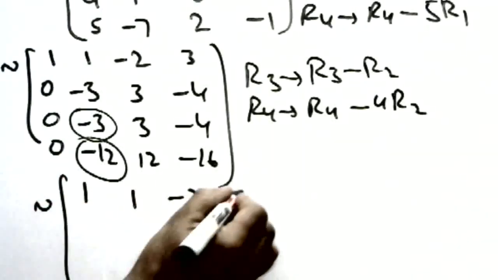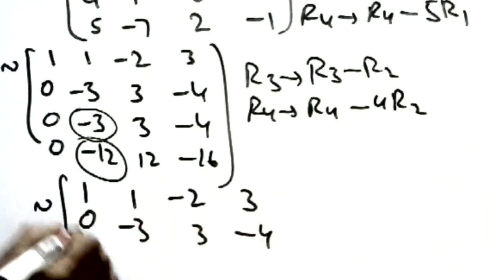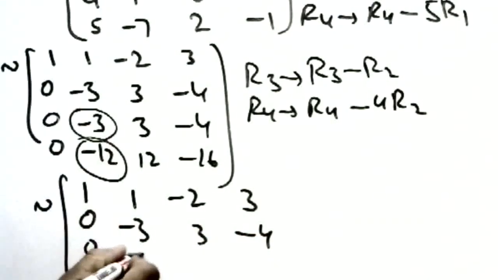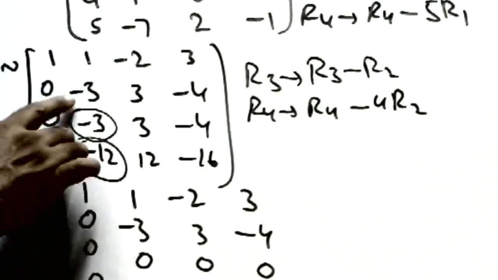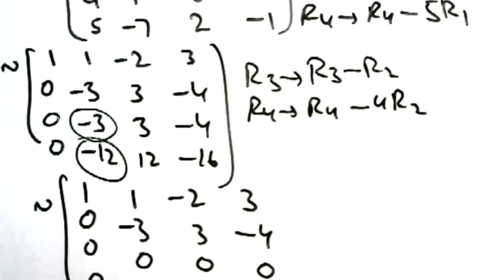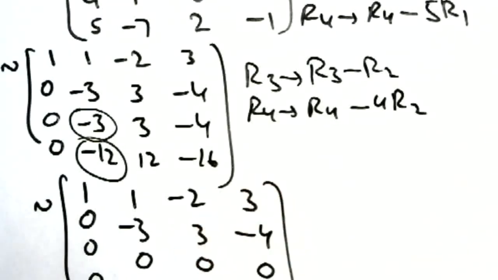Now let me change here: 1, 1, minus 2, 3, 0, minus 3, 3, minus 4, 0, minus 3 minus 7 is plus 3, 0, 3 minus 3, 0, this is also 0. Minus 1 is plus 12, 12 minus 12 is 0. Minus 12 plus 12 will be 0. And minus 1 is plus 14, 16 minus 16 will be 0.